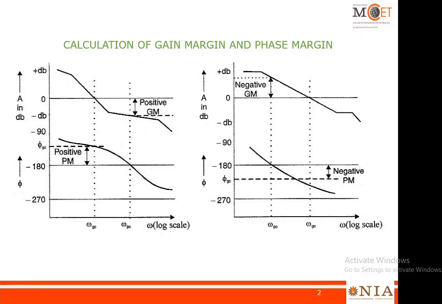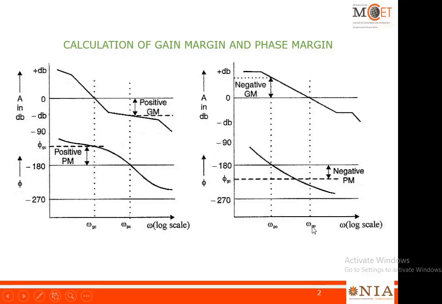Phase margin you will get as positive, that is plus 60 degrees. Okay, so this is how you find the gain margin and phase margin. The same thing is repeated here, but the curve shape is slightly different. This is another example, where you can see that the phase crossover frequency comes first, then comes your gain crossover frequency.